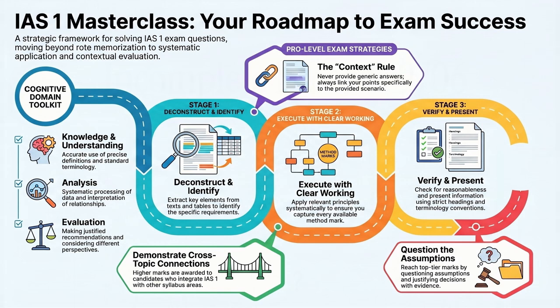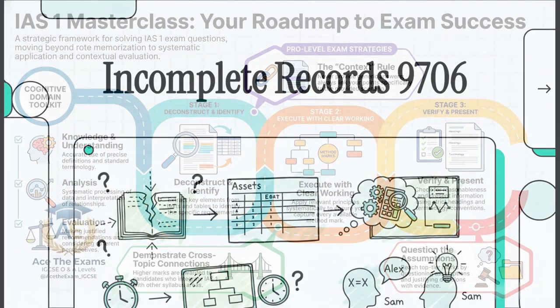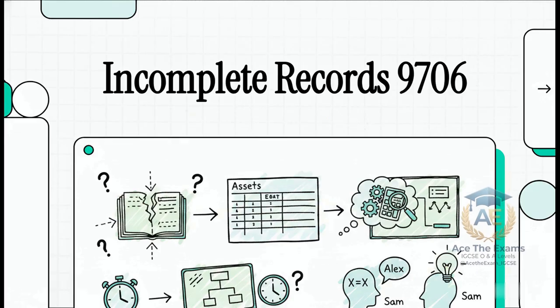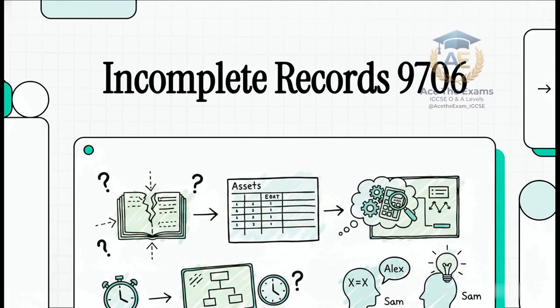Today, we are diving deep into a high-stakes, absolute masterclass on Cambridge AS and A-Level Accounting 9706. Specifically, we are tackling the absolute giant of the syllabus, the one topic that keeps everyone up at night, incomplete records and the preparation of financial statements. We're going to systematically dissect complex questions, master your exam time allocation, and deploy critical thinking strategies exactly the way Cambridge examiners demand.